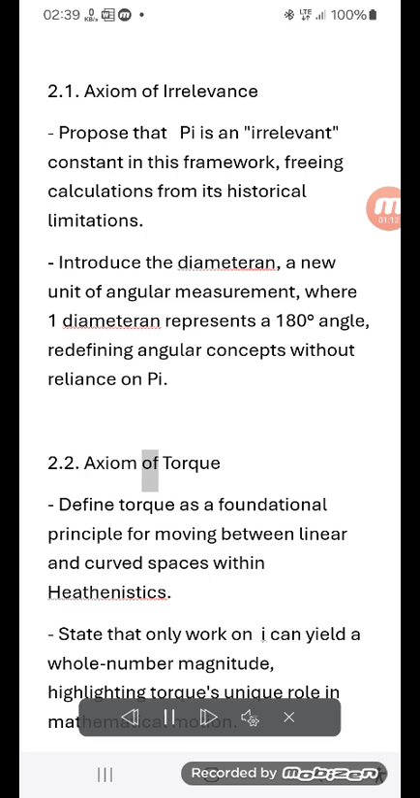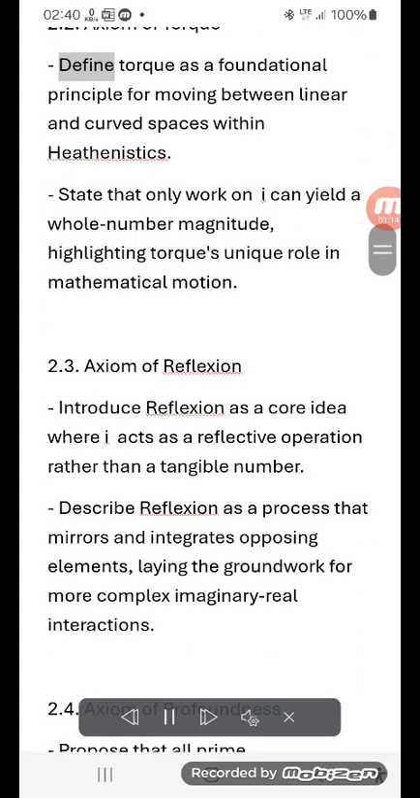2.2. Axiom of torque. Define torque as a foundational principle for moving between linear and curved spaces within heathenistics. State that only work on I can yield a whole number magnitude, highlighting torque's unique role in mathematical motion.